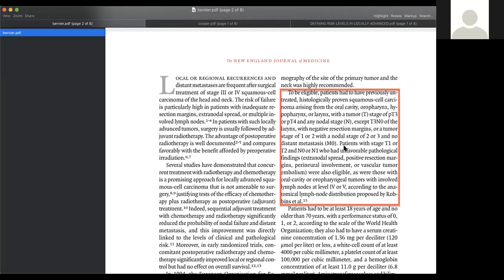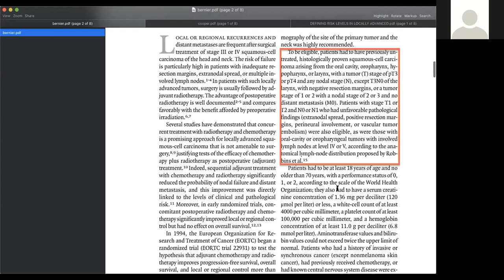All of these patients were included in the study, as well as patients who had oral cancers or oropharyngeal cancers who were stage 3 and stage 4, who had lymph nodes at level 4 and level 5. So this was their inclusion criteria, which has been very clearly described.